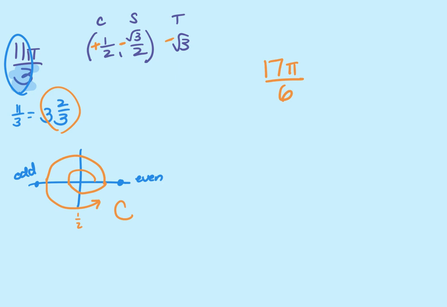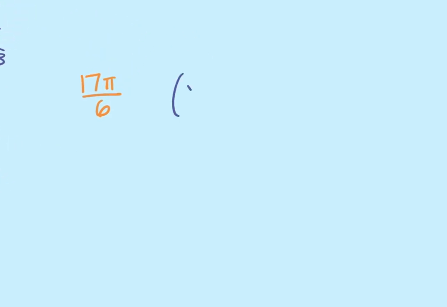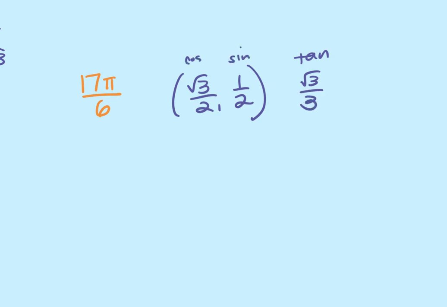Yep. So 17 pi over 6 is an over 6, right? What's the coordinate point at over 6? Root 3 over 2 and 1/2. And tan would be root 3 over 3. 2 3s make the 6. So this is my cosine. This is my sine. That's my tangent. Now 17 over 6 becomes what in mixed number form?